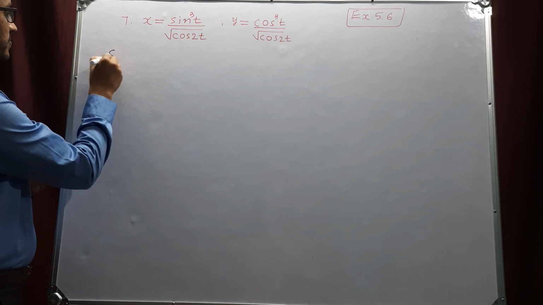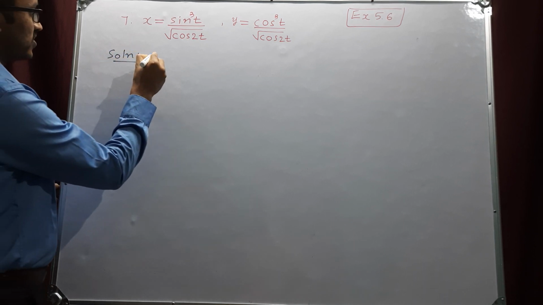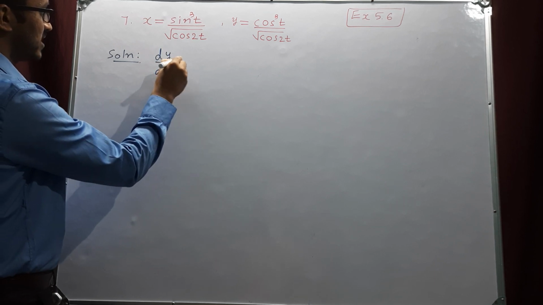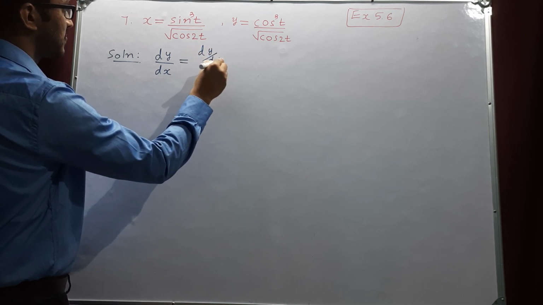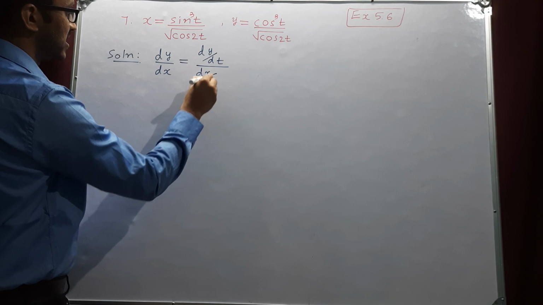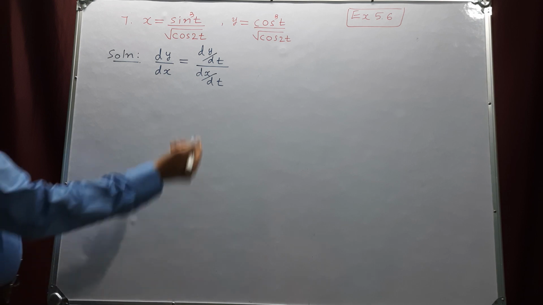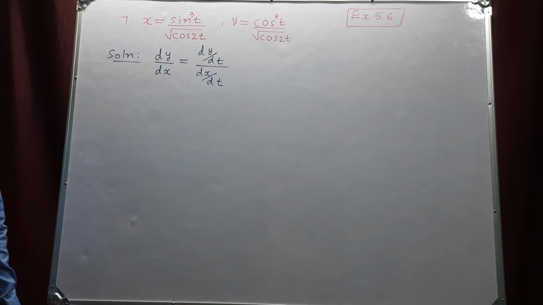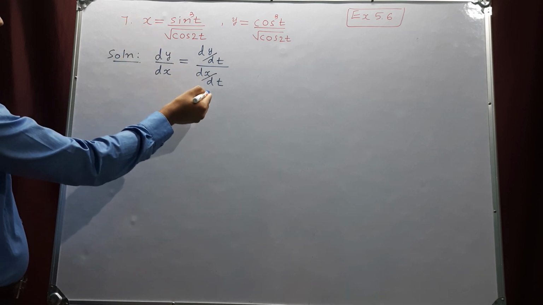Solution. So we know that dy by dx can be written as dy by dt by dx by dt. So let us find the value of dy by dt as well as dx by dt. First, let us find the value of dx by dt.